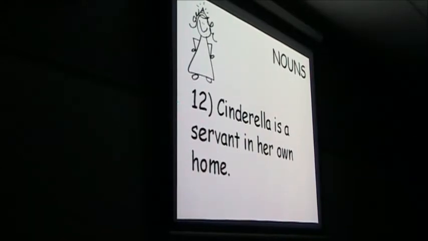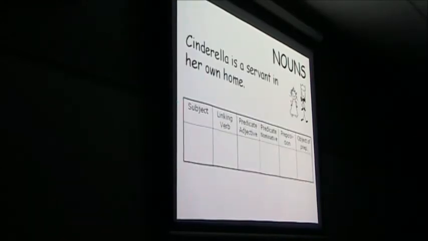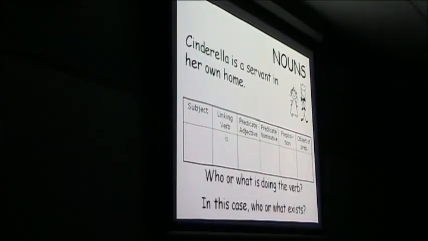Sentence 12, Cinderella is a servant in her own home. What's the verb? Is. Who's doing the ising? Cinderella.